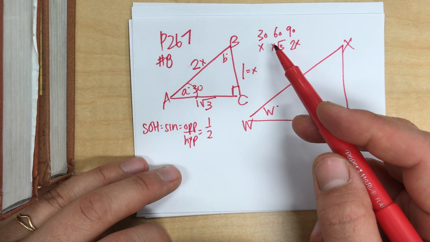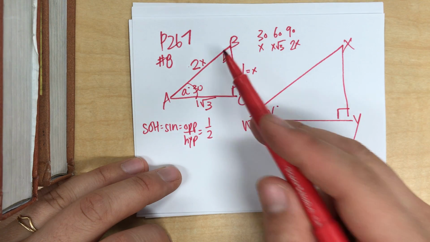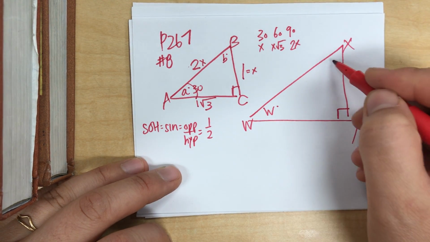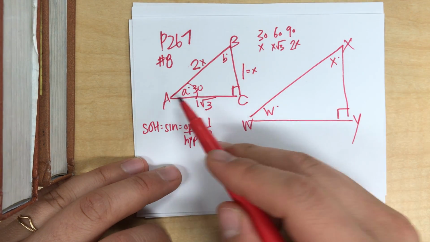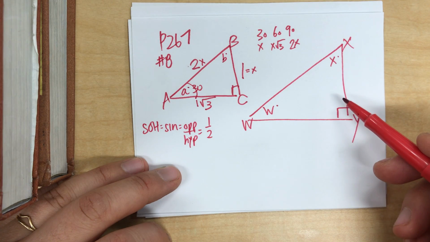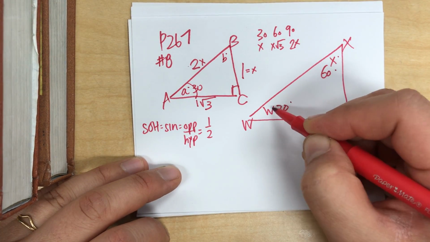It says, what is the value of, and B equals X. X right over here. So this is a similar triangle. It's just smaller. This one is bigger, but the angles are the same. So basically this is a 60 degree and this is a 30 degree angle.